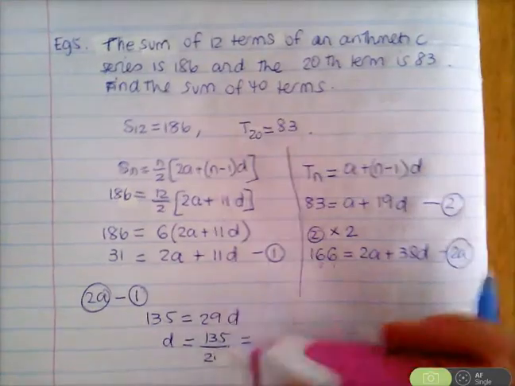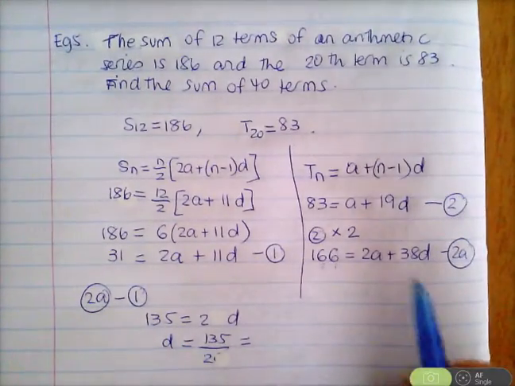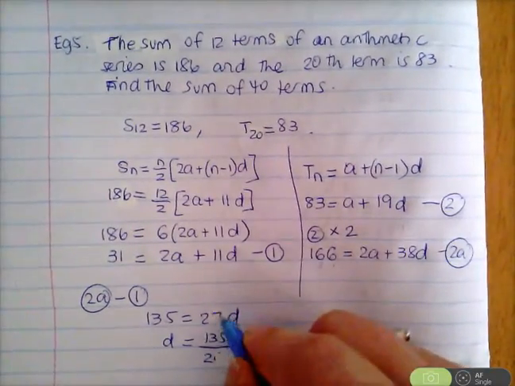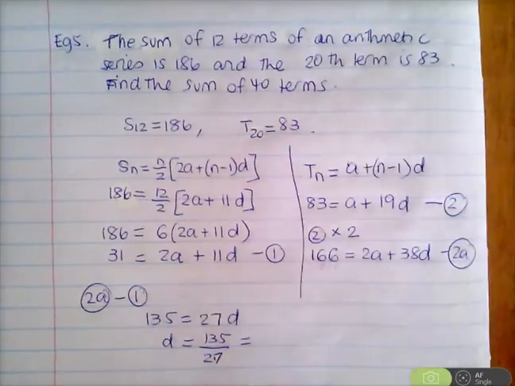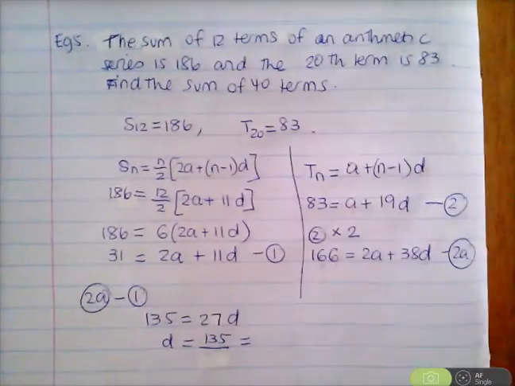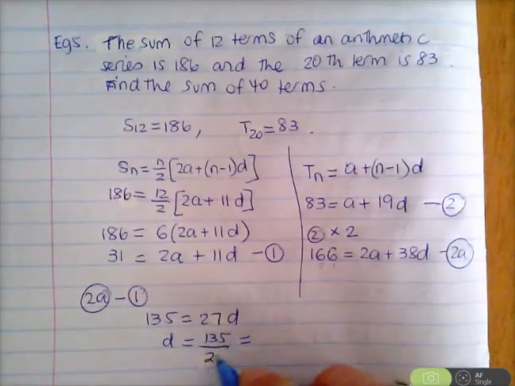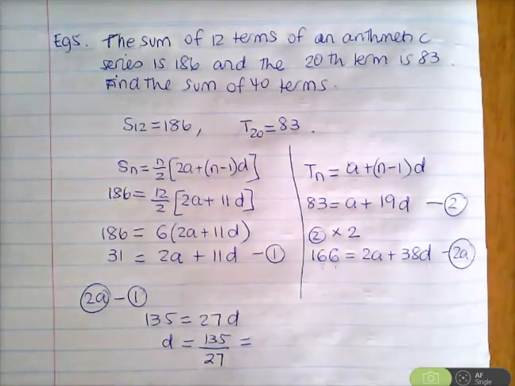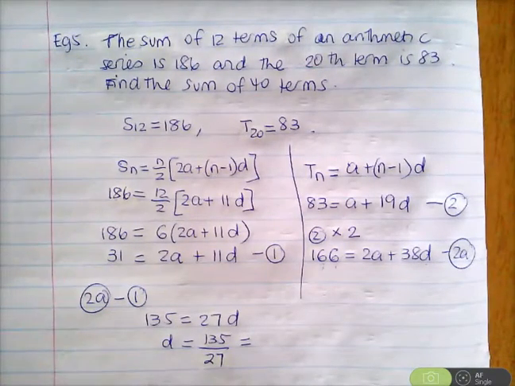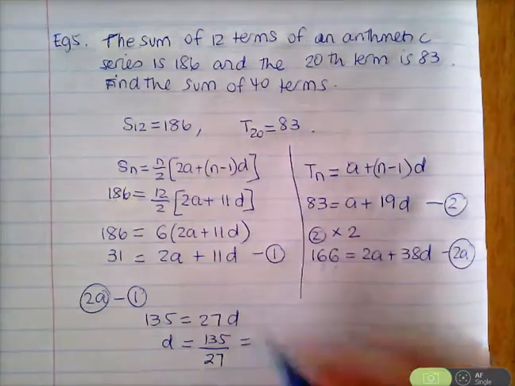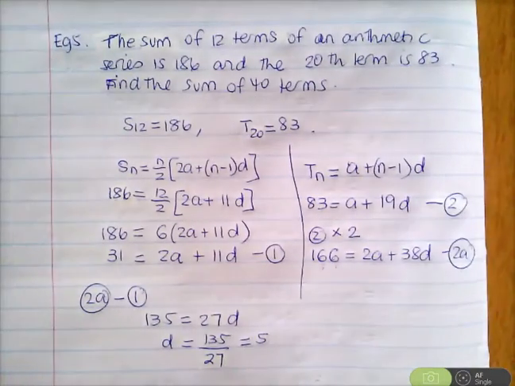That's not a whole number, so I've obviously made a mistake, and I found the mistake. 38 minus 11 is 27. So always go back and check if you're not getting, we are expecting a whole number answer for d. So trying now, 135 divided by 27 is, and I'm getting 5. That's better. So d is 5.